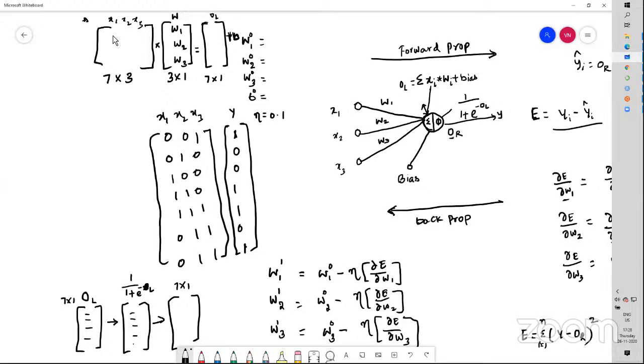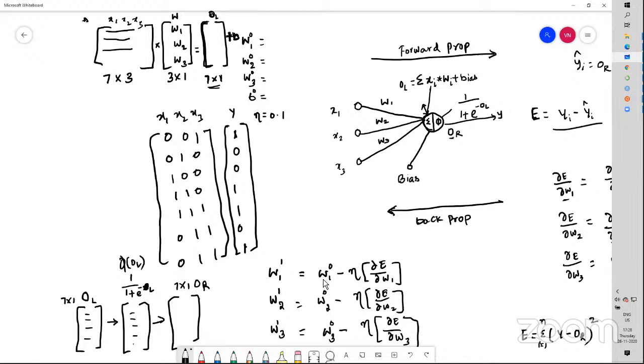How does the matrix multiplication happen? Let's say first row with this column, second row with this column, third row with this column. And that's why when we multiply these two matrices, we would get a new matrix with 7 rows and 1 column. On top of it, we are going to add the bias, and the output of this matrix, I am calling it OL, and we are giving that OL to the activation function, which is 1 by 1 plus e to the power of negative OL, and you would get your output. So this is your OR. Now, clear with this forward prop?